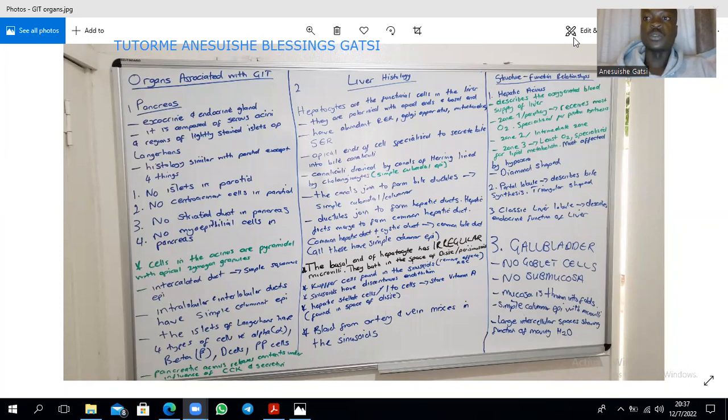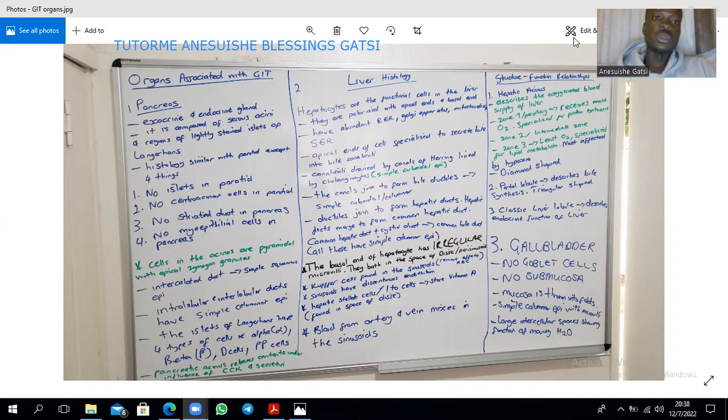The video in focus will be looking at the organs associated with the gastrointestinal tract. That is going to be the pancreas, the liver, and the gallbladder. The first segment we have a discussion on what the organs look like. Then the last segment we have a look at the slides of the different organs.